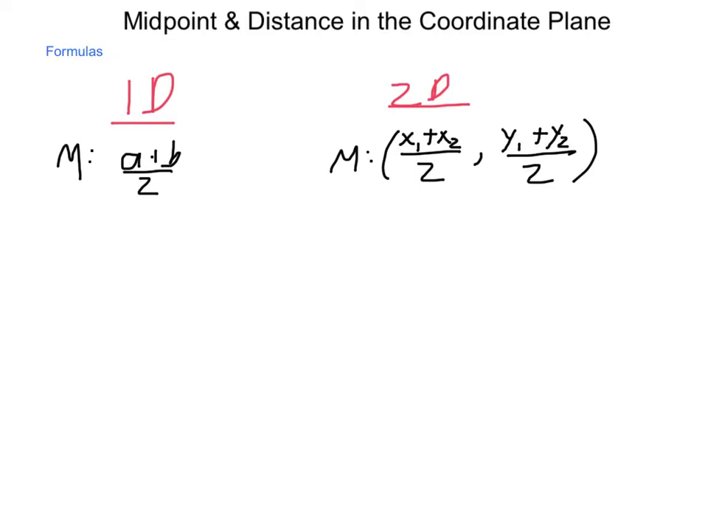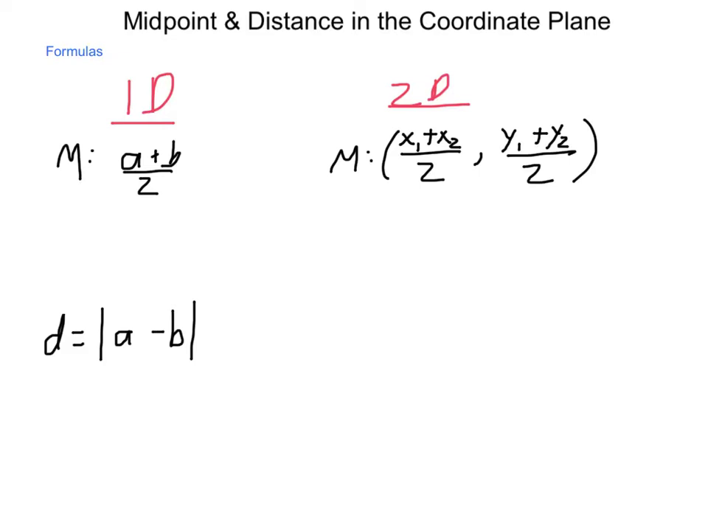Now for distance, again, review, distance for our one-dimensional system is equal to the absolute value of wherever location A is minus location B. And the reason we do absolute value again is because it is always a positive number for distance.